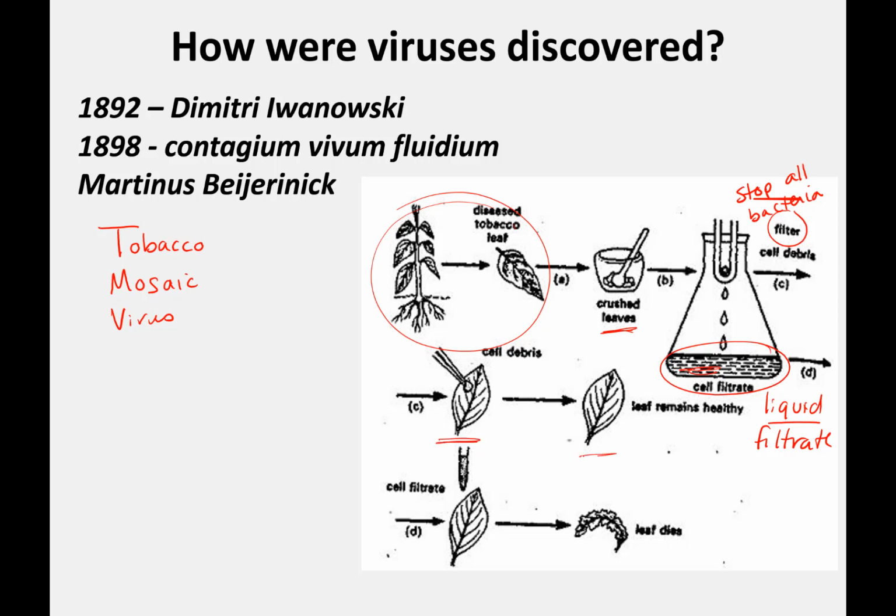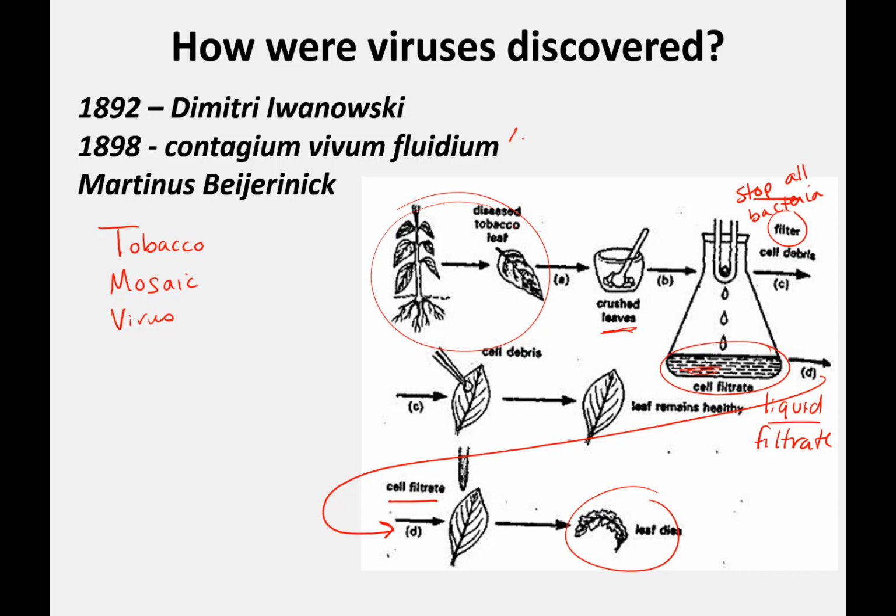is that whatever was in this liquid, they could put on a plant again and, oops, sorry, I didn't go to D. Gotta follow my arrows. D. Whatever came through that filter, they could put on a plant and it would cause disease again. So this was something very small.